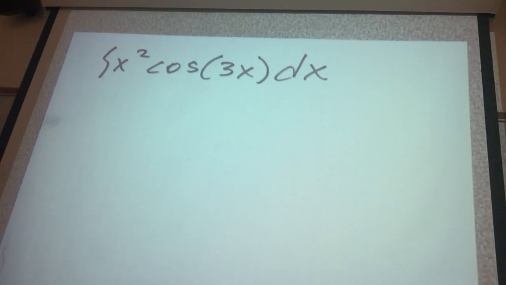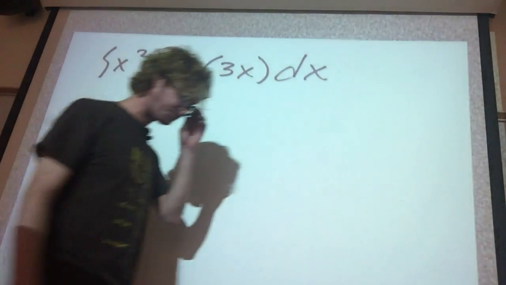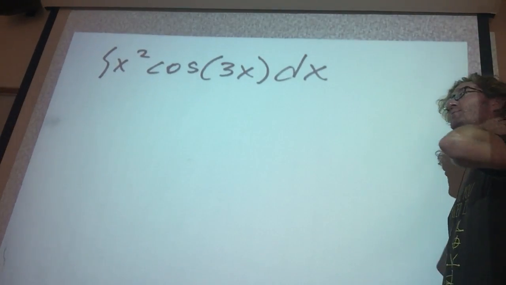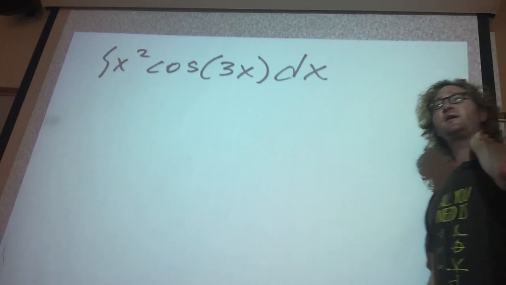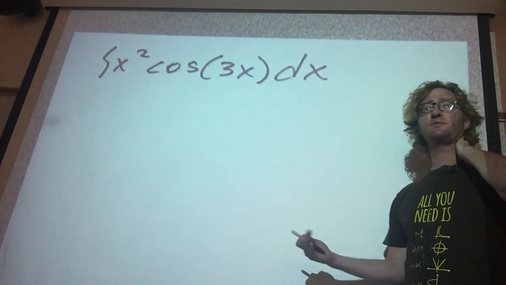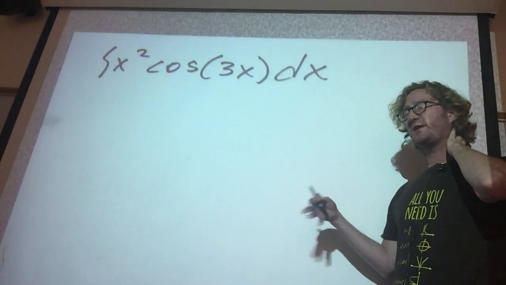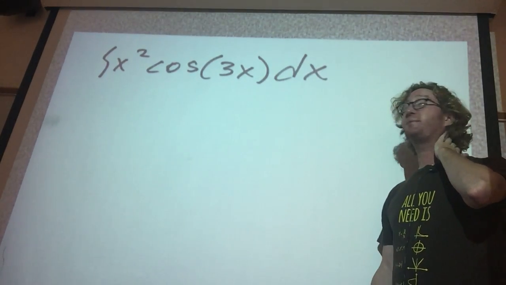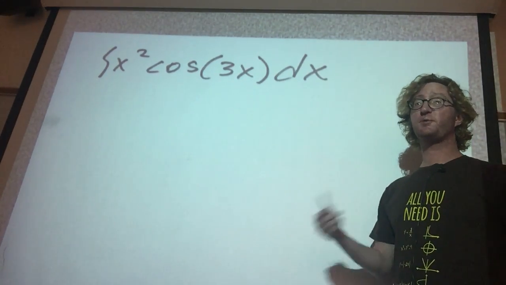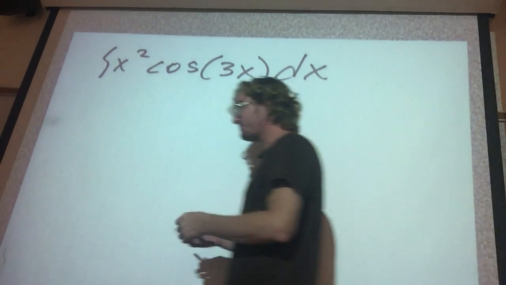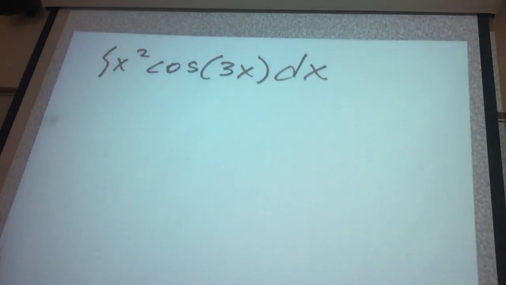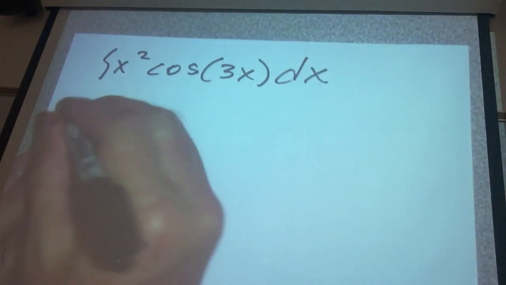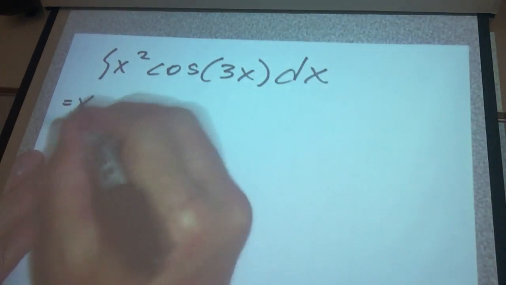Okay, well, with this one, this is a decay the polynomial part. So we can integrate the trigonometric function. When we integrate cosine, it just becomes sine. But then we can differentiate the polynomial part of the problem. Okay, so the first step would be to integrate cosine.